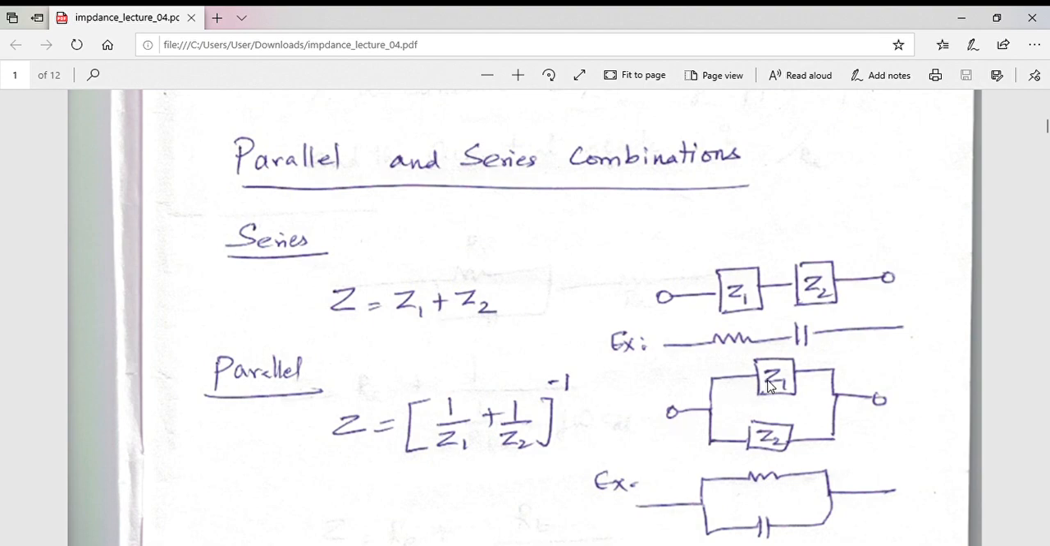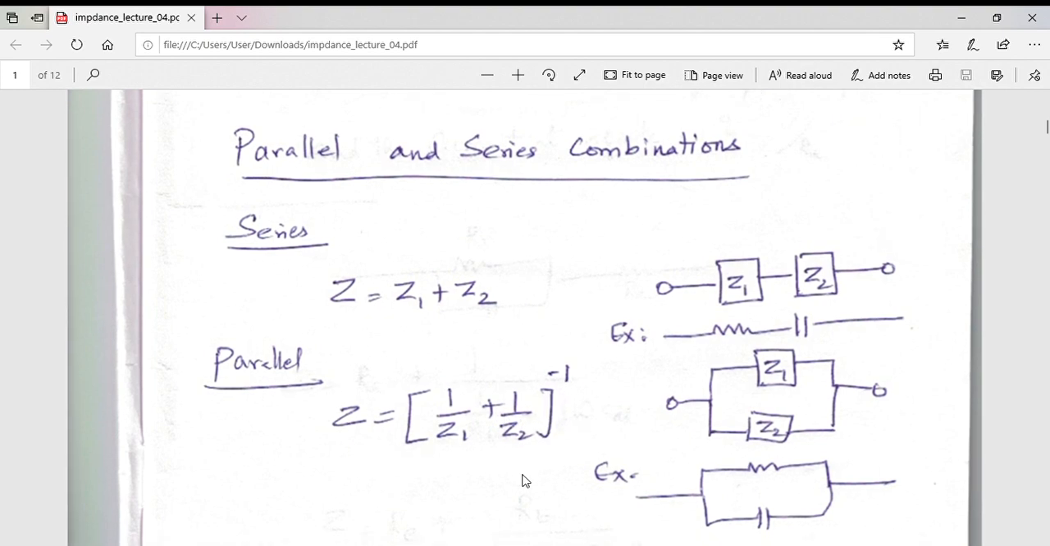If I look at a circuit where the resistance is in parallel to the capacitance, the corresponding impedance looks like this. In such a circuit, the admittances add, that means the inverse of impedance. So 1 by Z1 plus 1 by Z2 is the admittance, and the inverse of it is the impedance of this circuit.